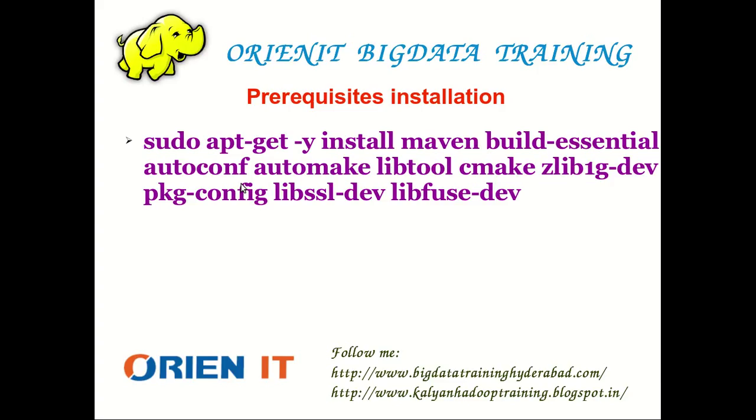maven build-essential autoconf automake libtool cmake zlib1g-dev pkg-config libssl-dev libfuse-dev. If you give this command in your terminal and enter, it is going to install the prerequisites of the Eclipse plugin.